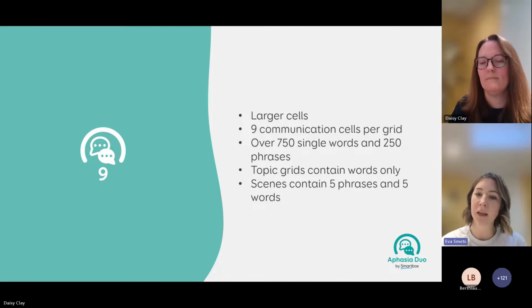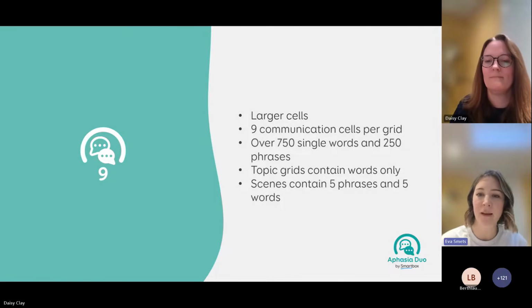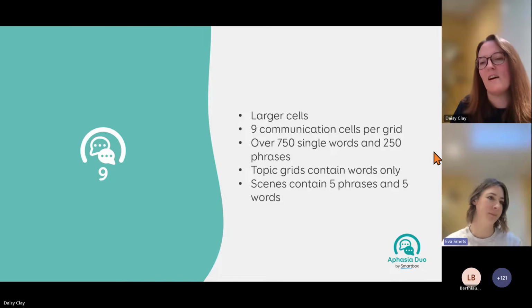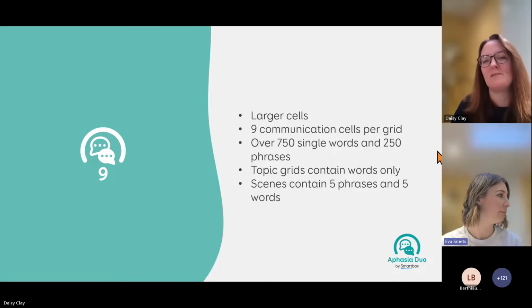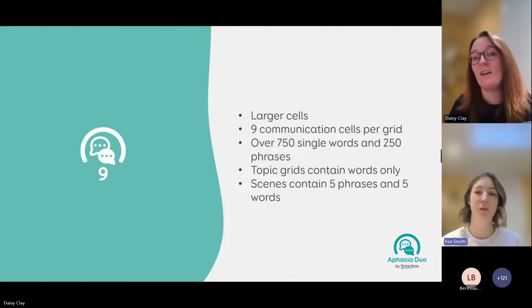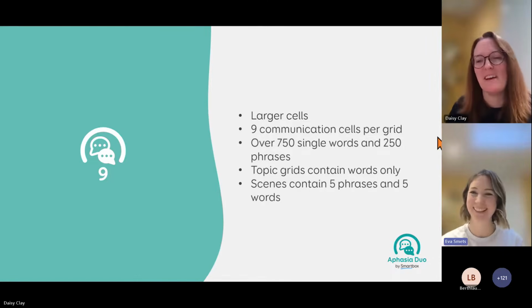You've got the 9 communication cells per grid, and there's around 750 single words and 250 phrases. The topics grids are simpler in that they contain only the single words, no sentence starters. And then the scenes have 5 phrases and 5 words. So I think just highlight, although it is simpler and there's a reduced vocabulary, you've still got lots of words and phrases in there.